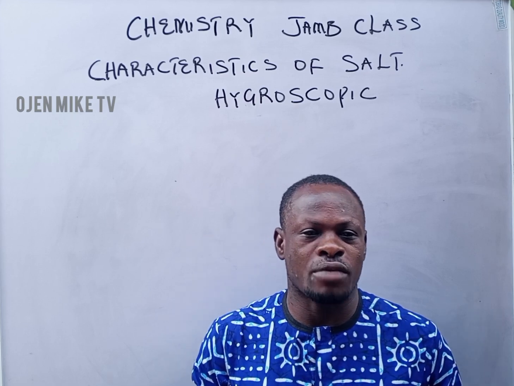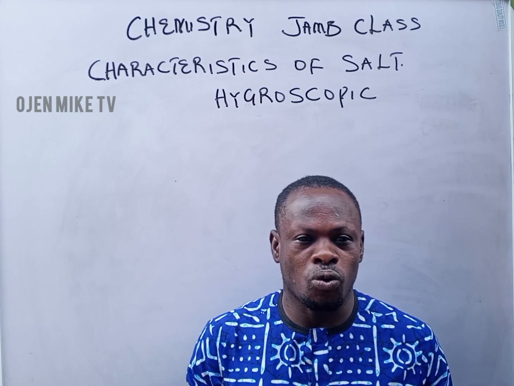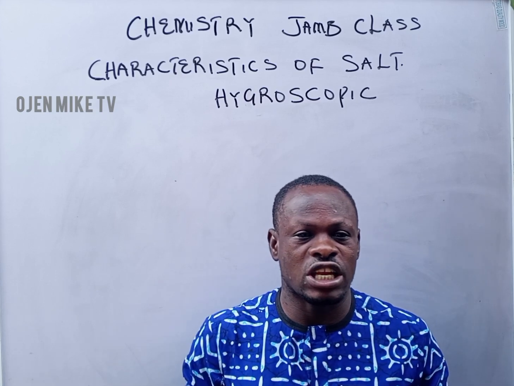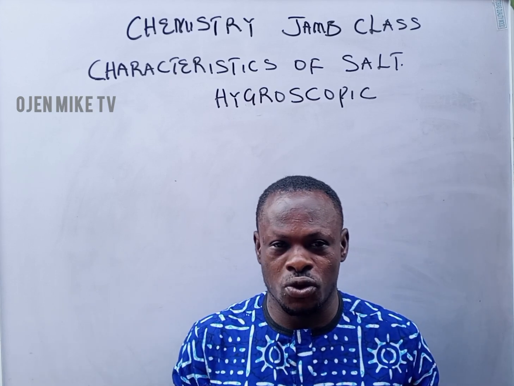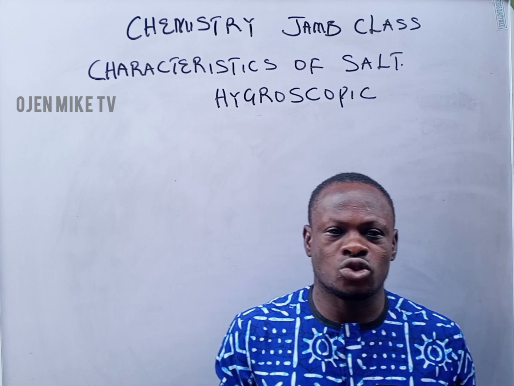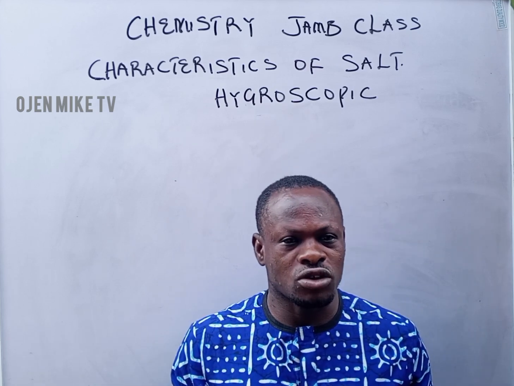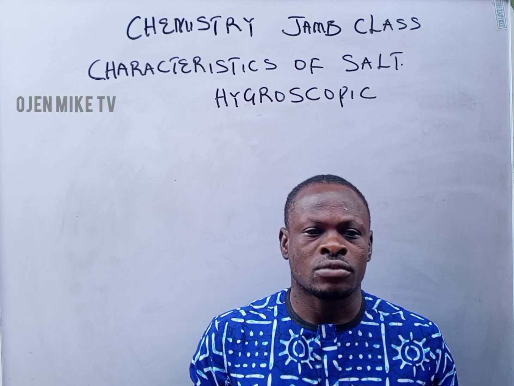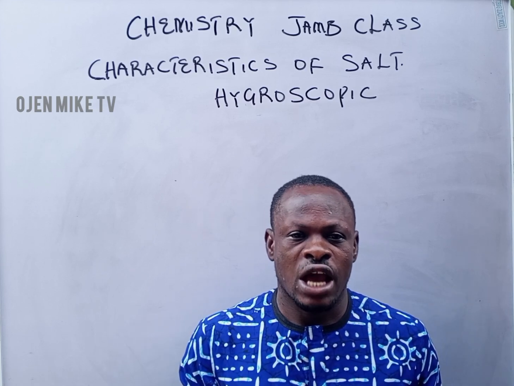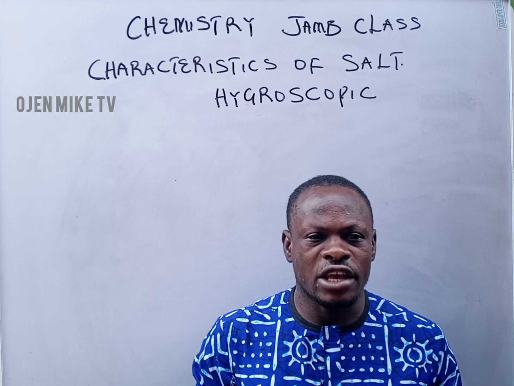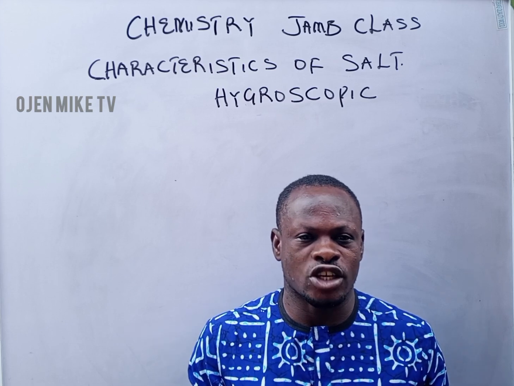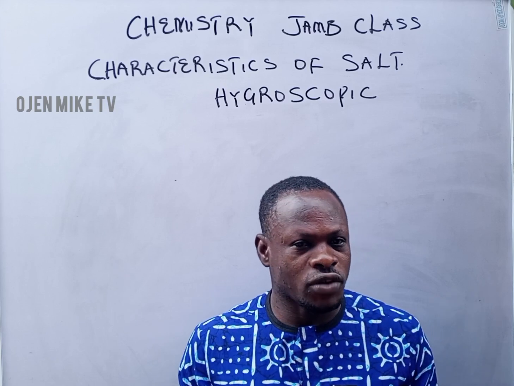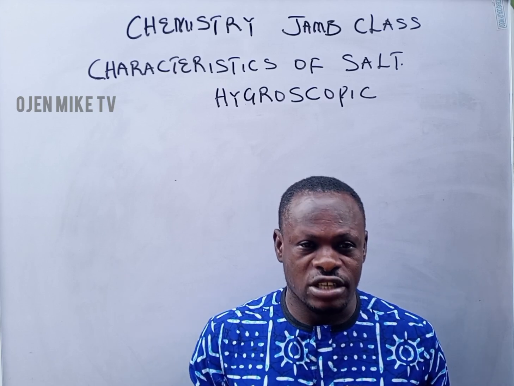Now, what do you understand by hygroscopic substance? One of the characteristics of salt is that, like in the case of deliquescence explained in our previous video, they absorb moisture from the atmosphere and turn to solution. Deliquescent absorb moisture from the atmosphere and turn to what? To solution. While in the case of efflorescence, when they are exposed to the atmosphere, they lose some of their water molecules.